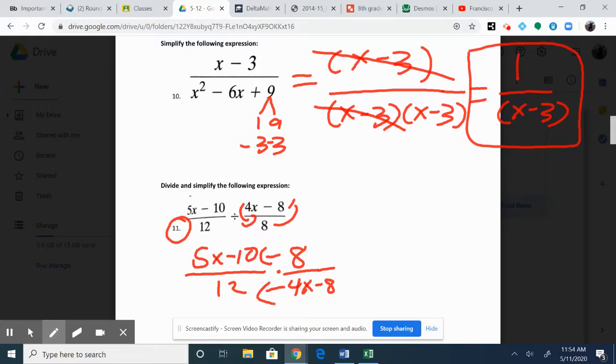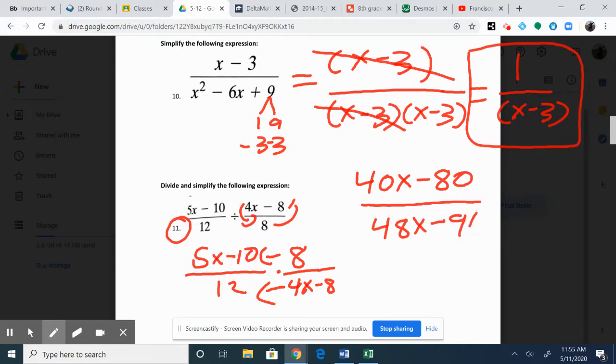And that's like a distribution. So 8 times 5x is 40x, and 8 times -10 is -80. On the bottom, 12 times 4x gives us 48x, and 12 times -8 gives us -96.